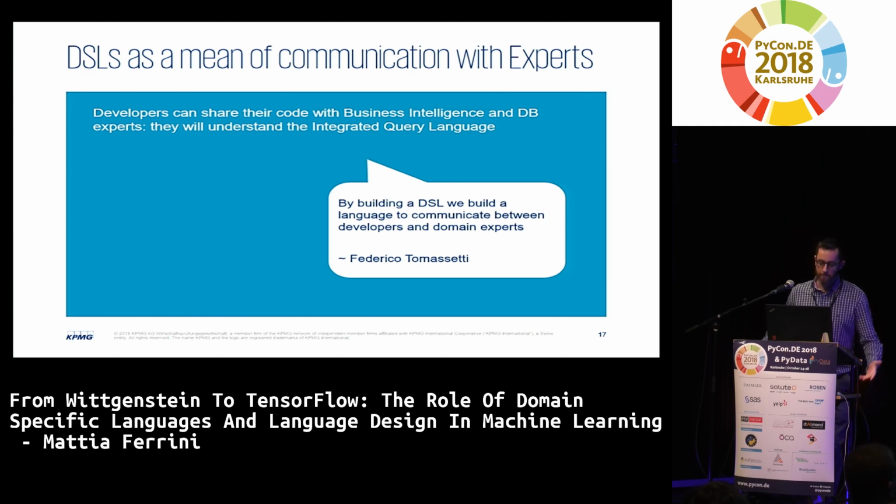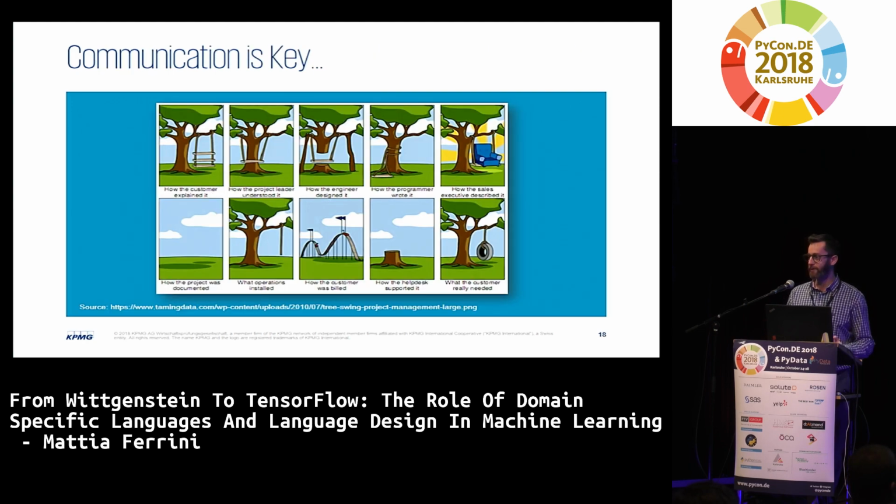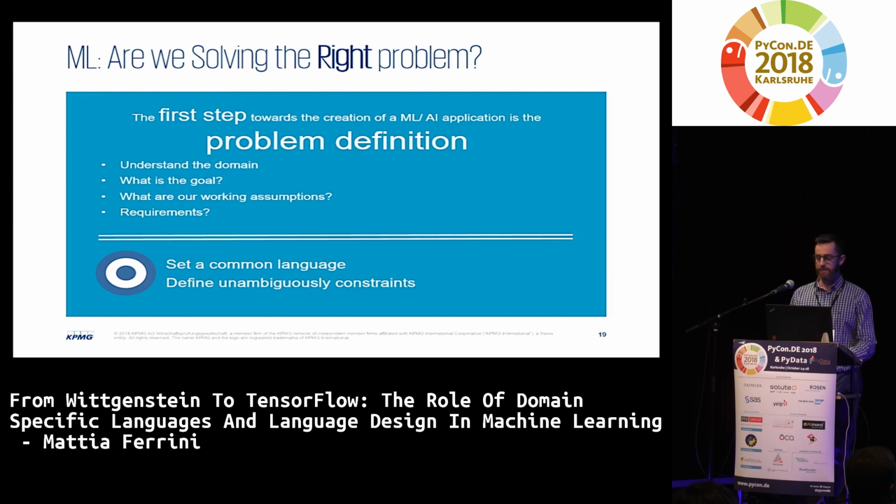So we say that by building a DSL, we build a language to communicate between developers and domain experts, because communication is very important. How many projects went wrong because of lack of communication, because of misunderstandings? And this is particularly true also for machine learning.